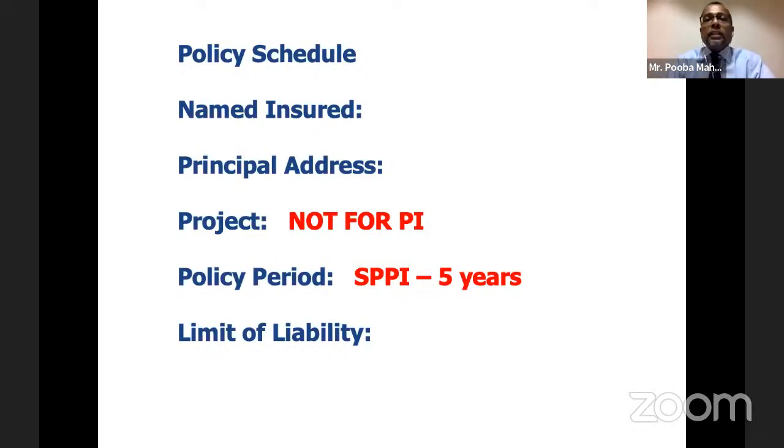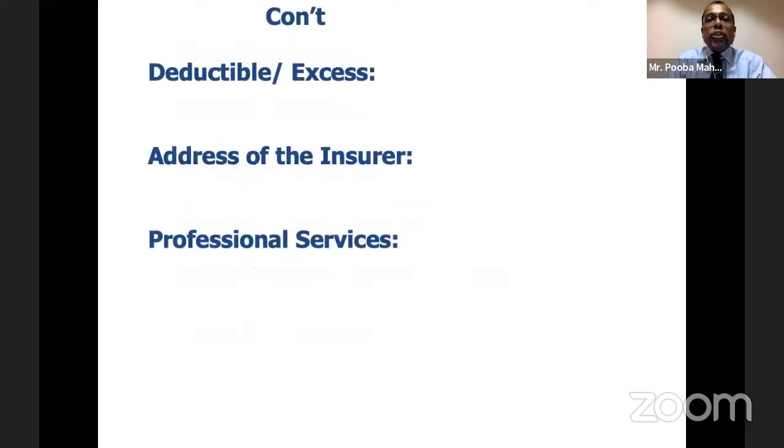All right. So these are the sort of items in the schedule. They will also mention the excess. Excess is the amount to be paid by yourself. In case of a claim, maybe 50,000 US dollars has to be borne by yourself. Anything beyond 50,000 is taken care of by the insurance company.